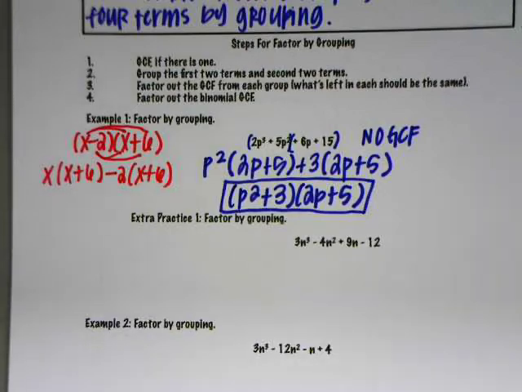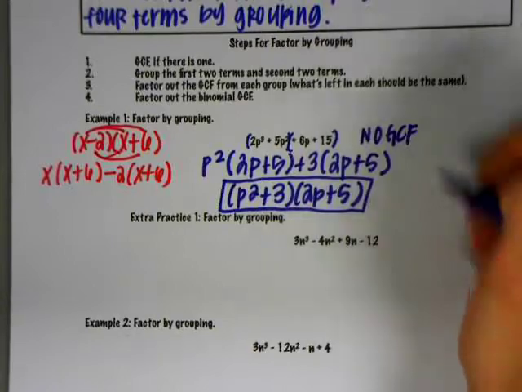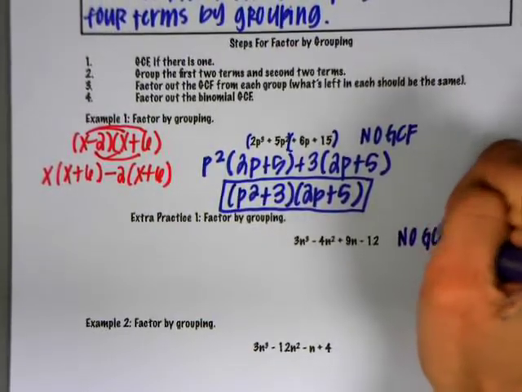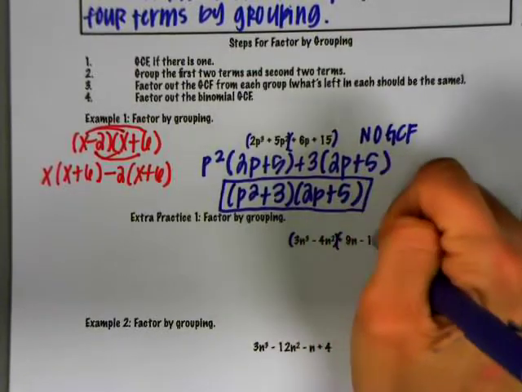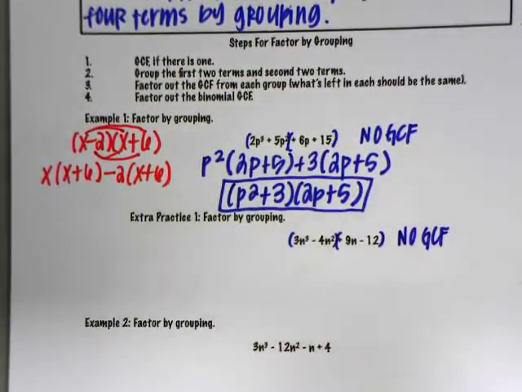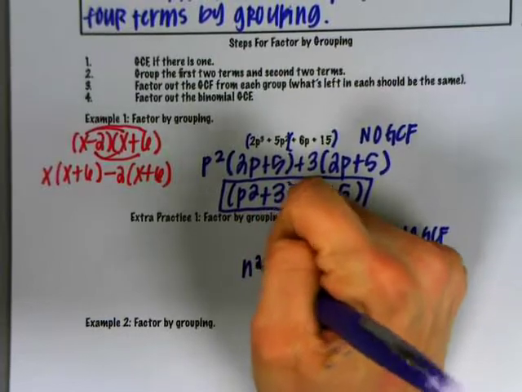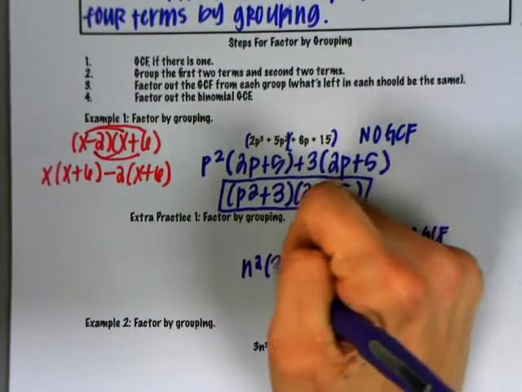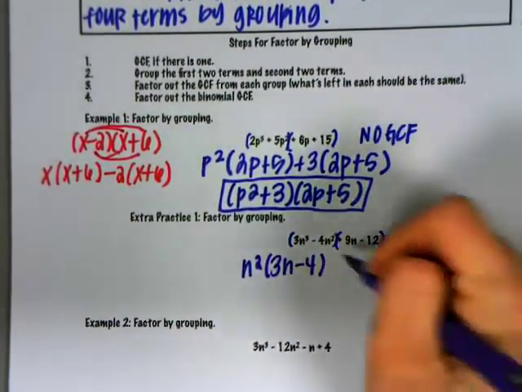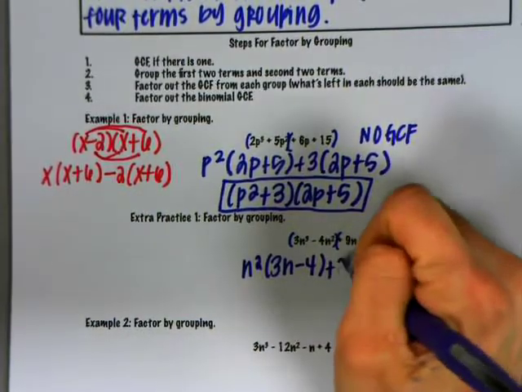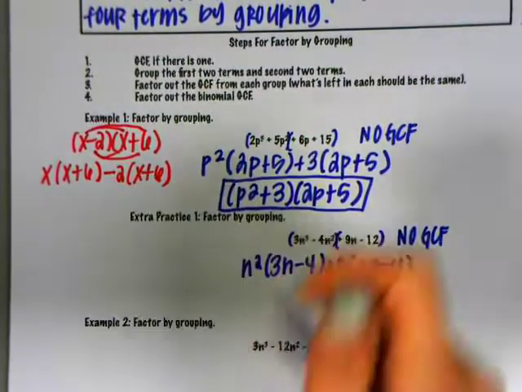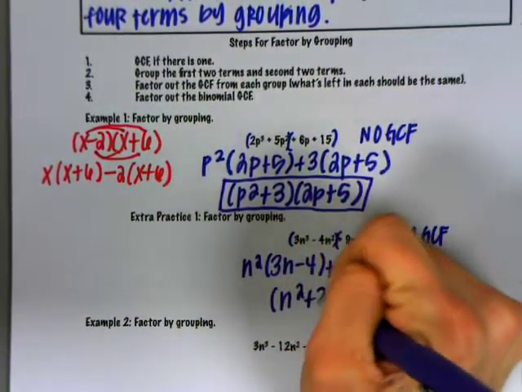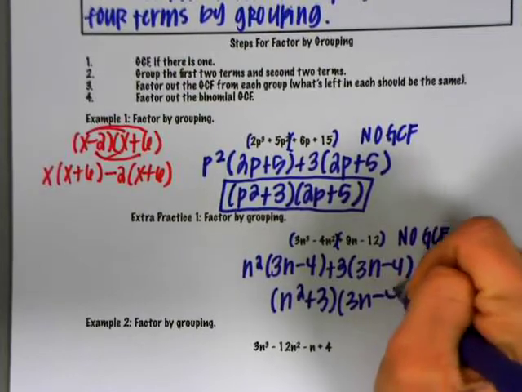Are we ready to go over it? Okay. Is there a GCF of all 4? No. Okay, so then group the first 2 and second 2. So what's the GCF of the first group? Yep, n squared. And what's left? 3n minus 4. Okay, what about the second group? Positive 3. And what's left? 3n minus 4. Okay, and then put those 2 in the first group. So n squared plus 3, 3n minus 4.